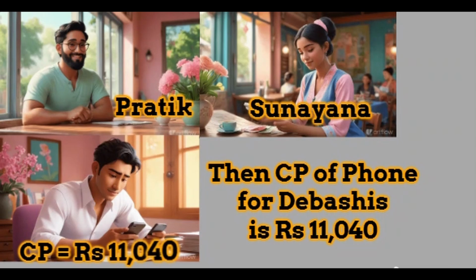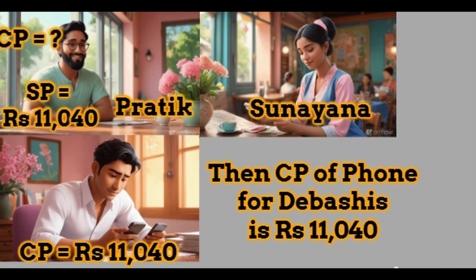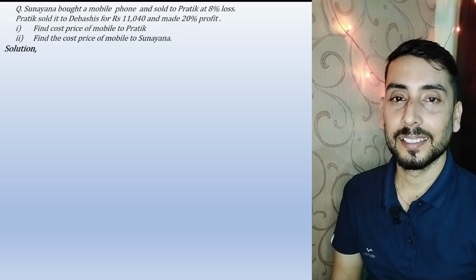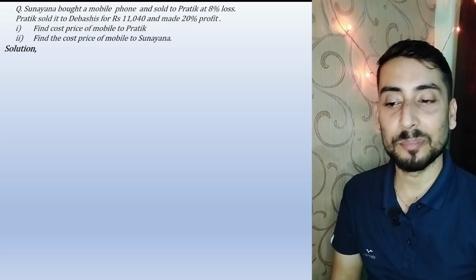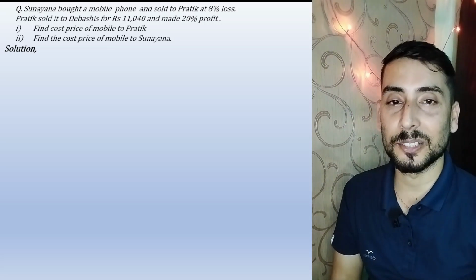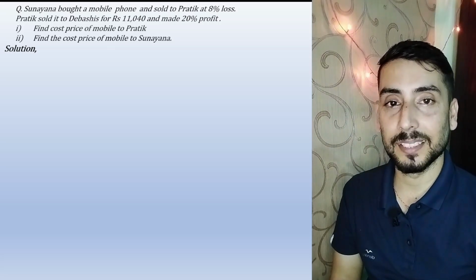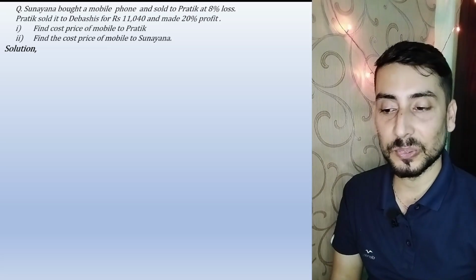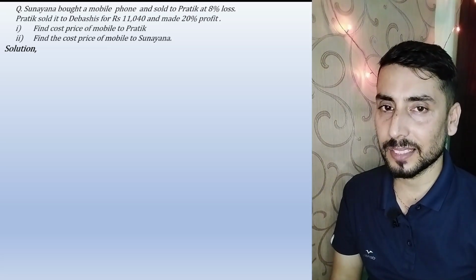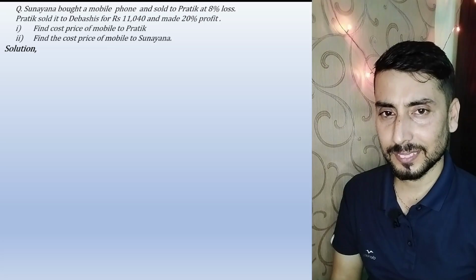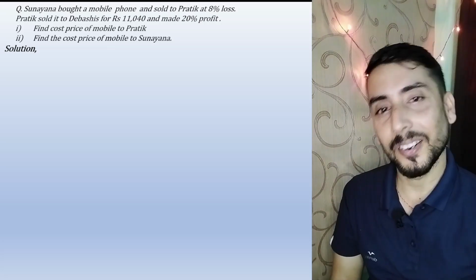Now, the cost price of the phone for Devasis is 11,040, which was the selling price of the phone by Pratik. Then can you calculate the cost price for Pratik and the cost price for Sunaina? Why not? This can be done easily by my students also. But Pratik and Sunaina are in confusion. So let's help them. Can't you do that one? No? Cannot? Okay, let it be.